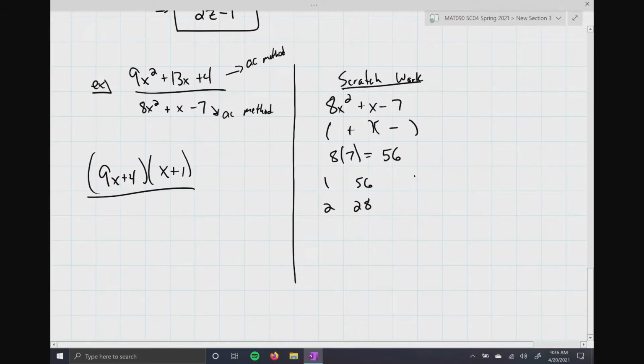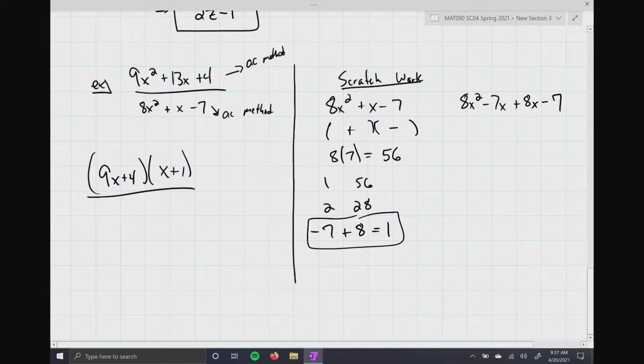5 plus 6 is 11, so 3 doesn't work, 4 doesn't work, 5 doesn't work, 6 doesn't work, 7 and 8 definitely work, and I think that's it. Now, I know one of them is positive, one of them is negative, and the only way that I can get plus 1 is negative 7 plus 8 equals positive 1. So now I'm going to rewrite 8x squared minus 7x plus 8x minus 7. Factor by grouping again.